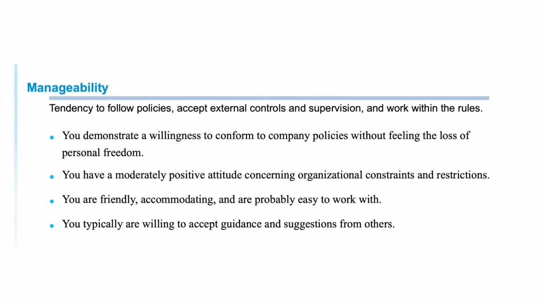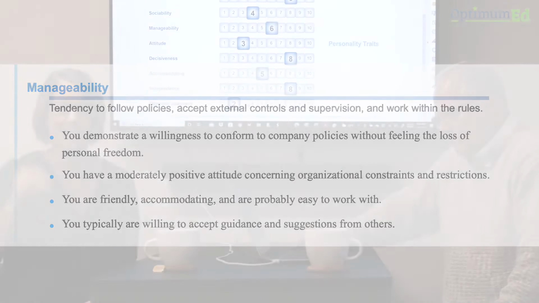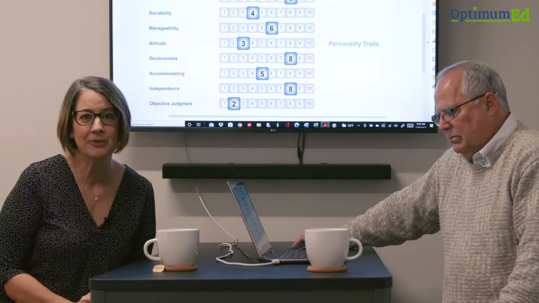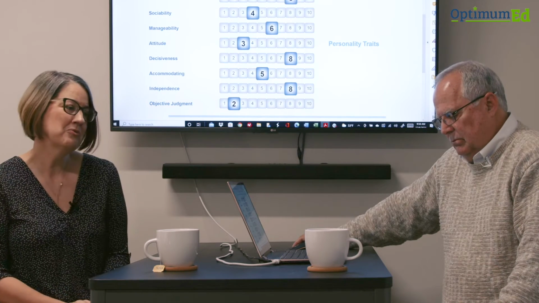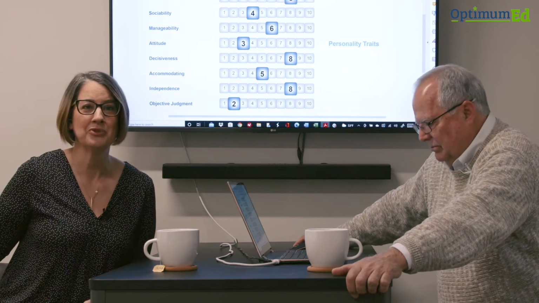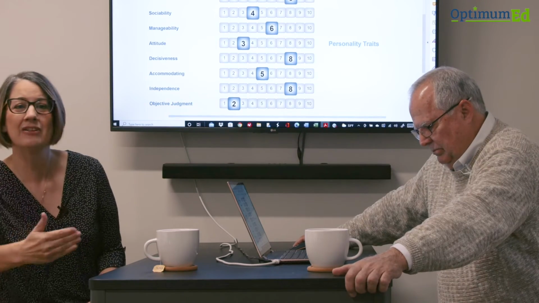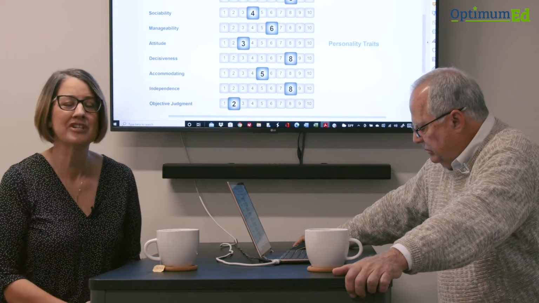So the next one is manageability. If you are a 9 or a 10 in manageability, you are a rule follower all the time. If you are a 1 or a 2 in manageability, you aren't really concerned about the rules so much. You're comfortable walking outside of those rules and making up your own as you go.